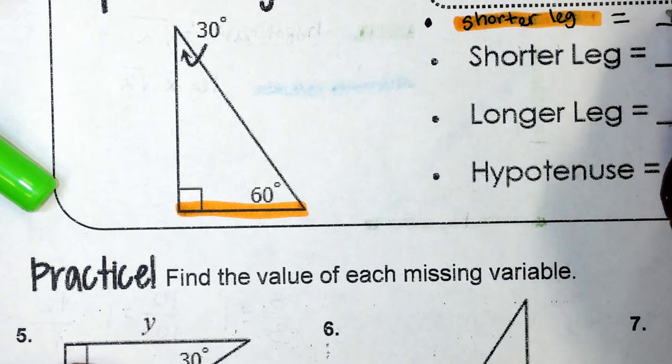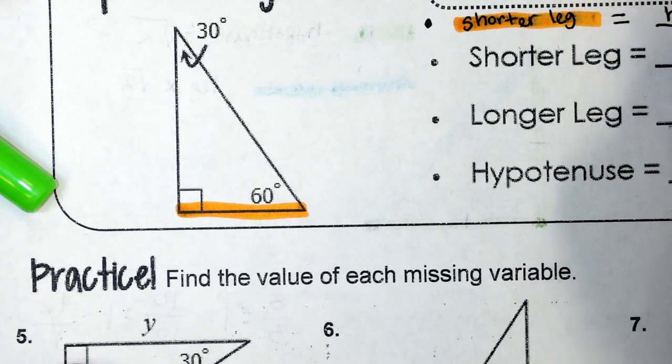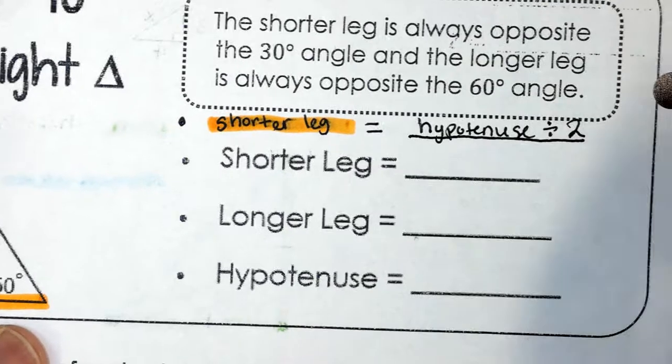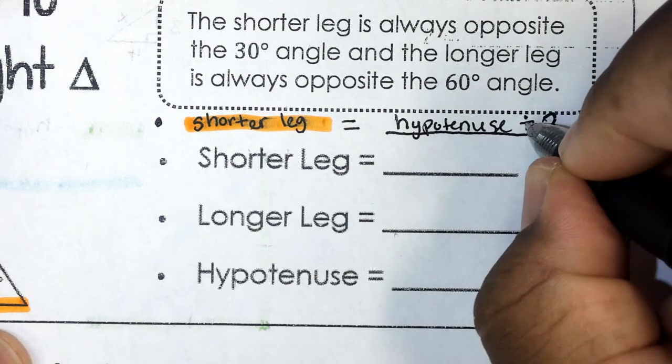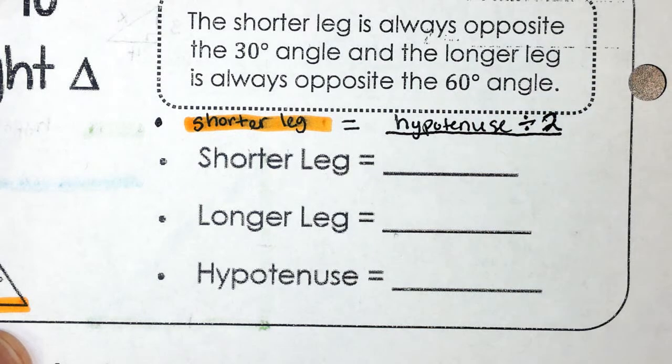The shorter leg will equal the hypotenuse divided by 2. Not square root of 2. My bad, I didn't know I wasn't showing you that. Not square root of 2, just a regular 2. The hypotenuse divided by 2.